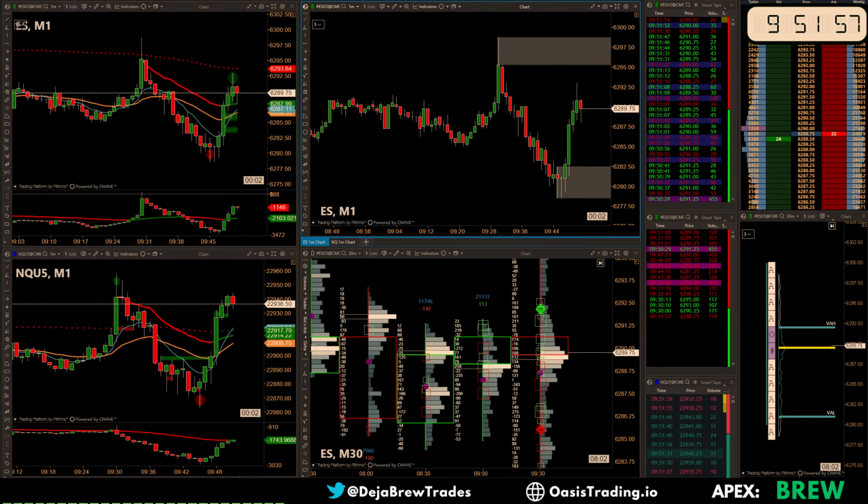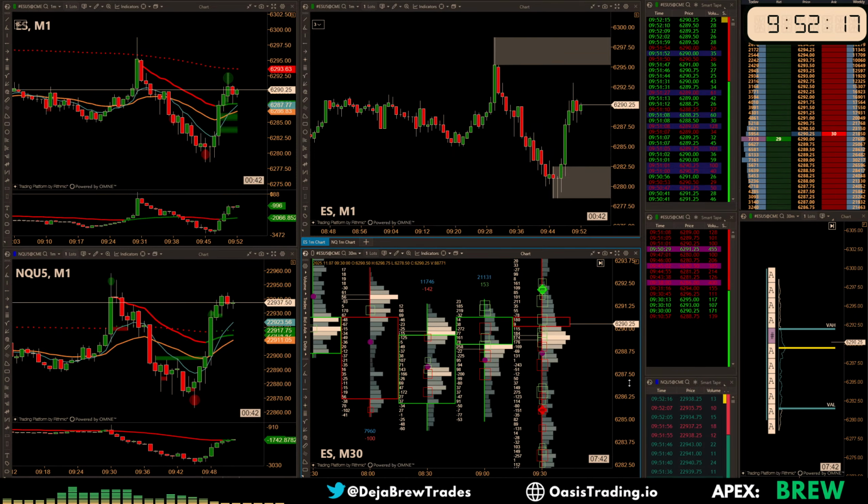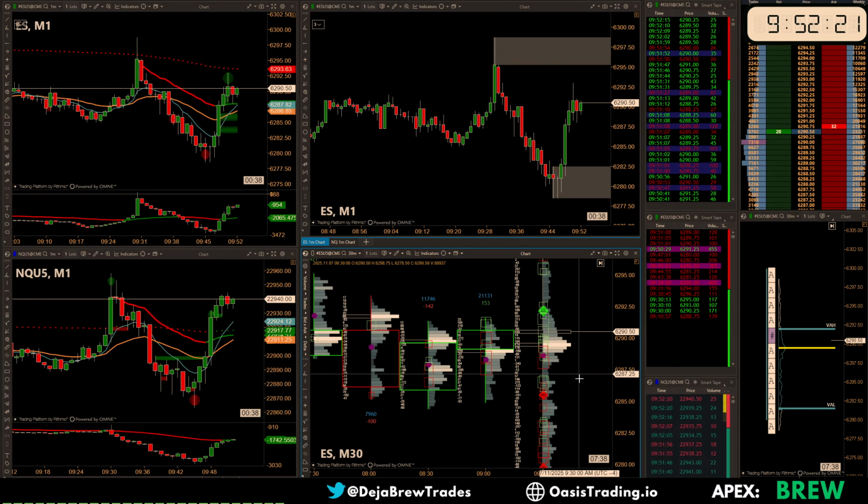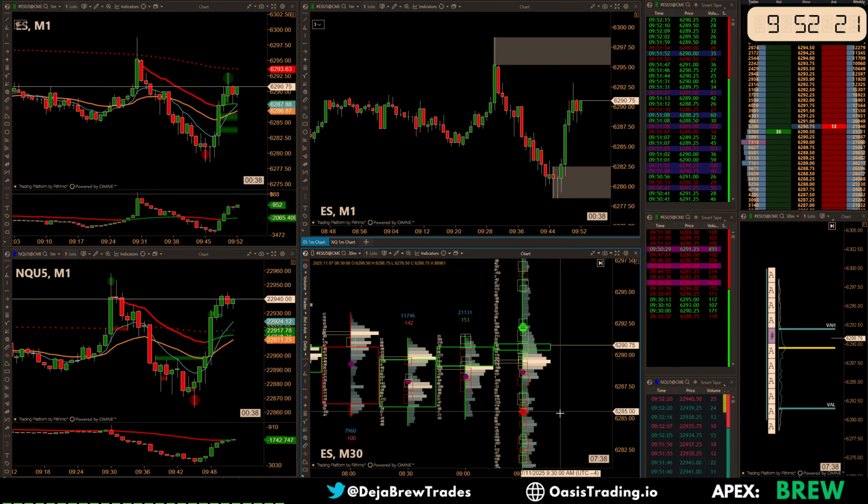Very indecisive day, because look at where the open is. The open is right in the middle of our opening range. Shot up, shot down. POC in the middle. Look at our 30-minute candle. Long-legged doji. Very indecisive. Which is not great for the sellers, because the sellers were clearly in control going into the open.